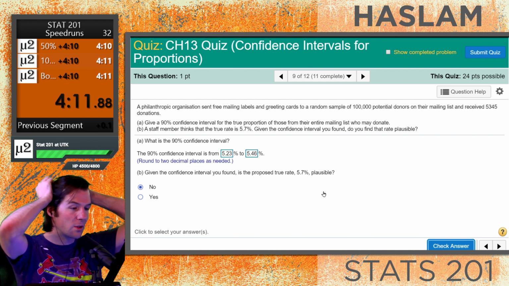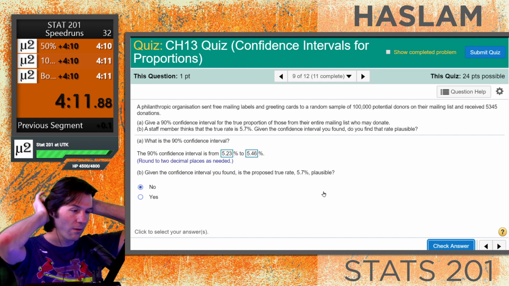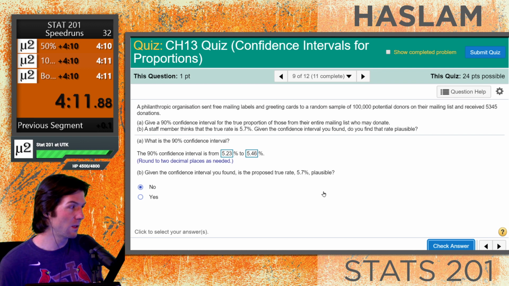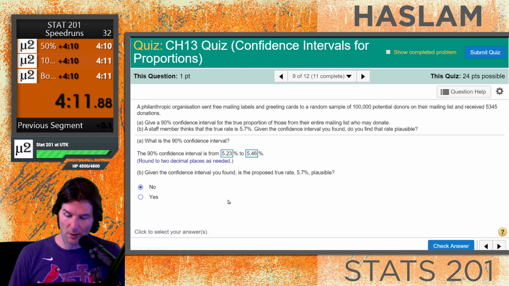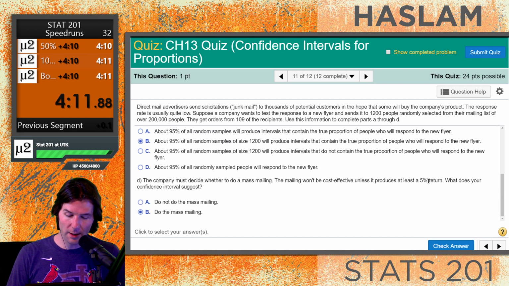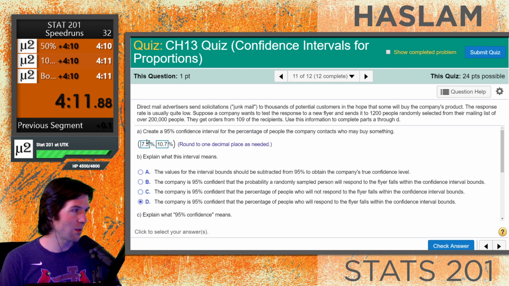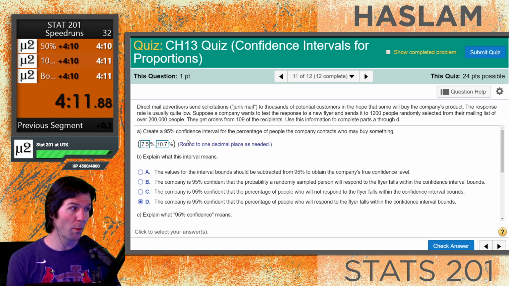The company must decide whether to do a mass mailing. The mailing won't be cost effective unless it produces at least 6%. Is 6% in your interval? Well, that's question 11. I now know the numbers of the questions. They'll do the mailing if they can get at least 5%. So you're trying to estimate the true proportion of people who will respond to the mailer, Josh. Do you think they should do the mailer? They think the true proportion of people who will respond to the mailer is somewhere in the interval 11 to 14%. I rounded it. They want to see at least 6%.